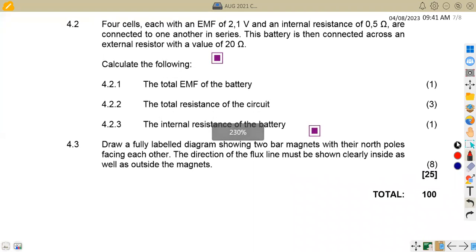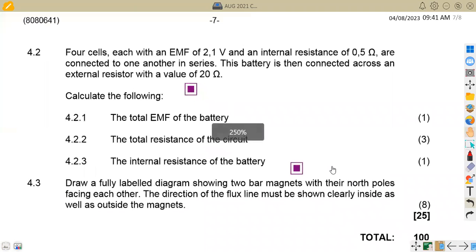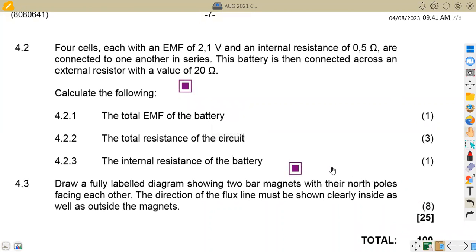On question 4.2, we are now given 4 cells each with an EMF of 2,1. We once had a question like this, if you still remember, but it had 2 in parallel and another one in series. But this one is a direct question. Each has an EMF of 2,1 and an internal resistance of 0,5, connected to one another in series. This battery is then connected across an external resistor of value 20 ohms. All right, so what we need is to calculate the total EMF of the battery in this case.